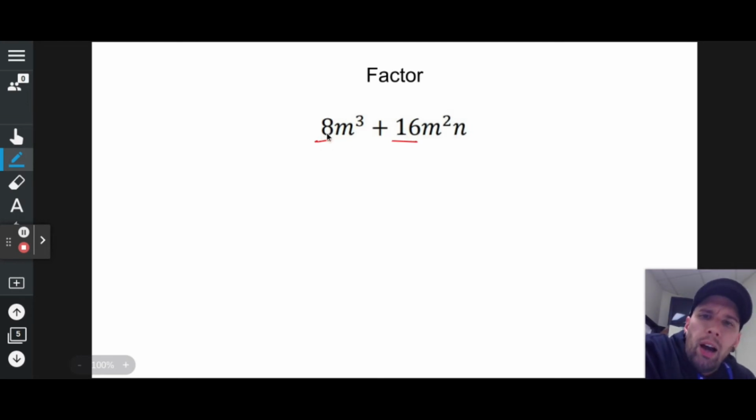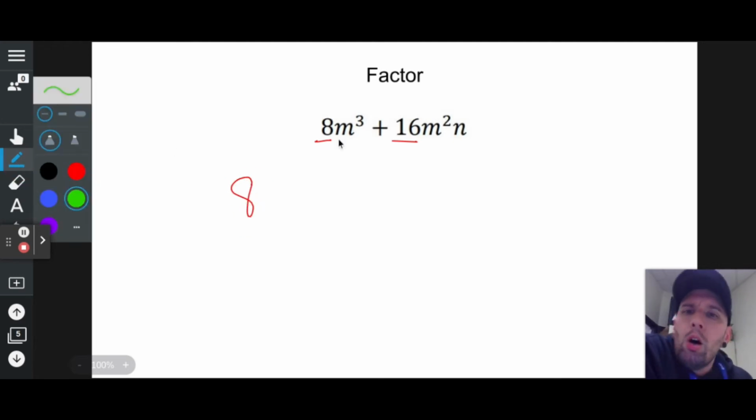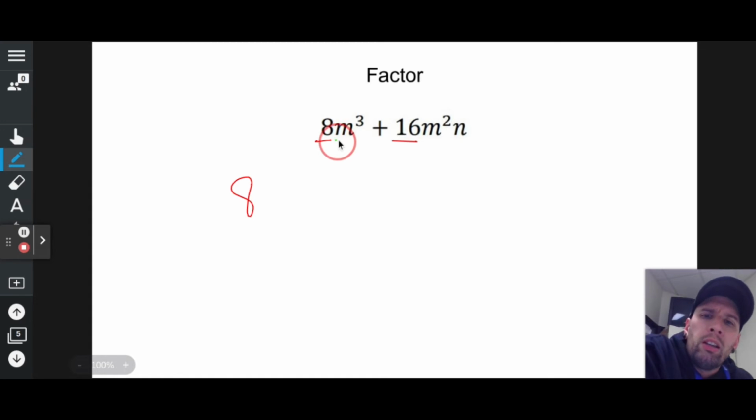What's the largest number that I can divide from 8 and 16? 8. Each term also has an m. What's the largest amount of m's that I can divide from m cubed and m squared? Well, I can pull 3 from here, but I can only pull 2 from there. So the largest amount of m's that I can pull out is m squared, 2 of them.